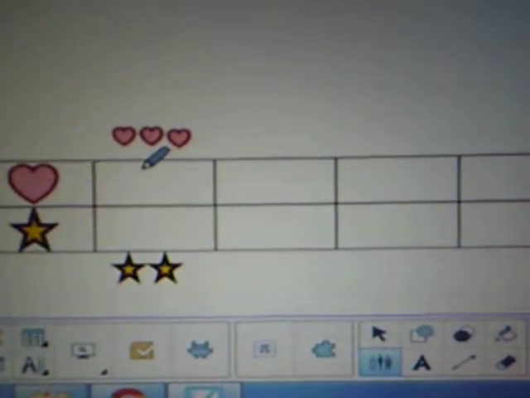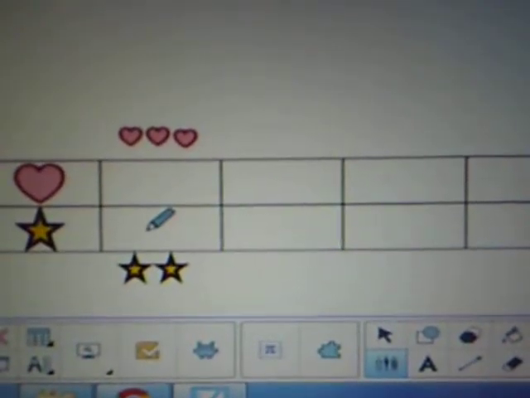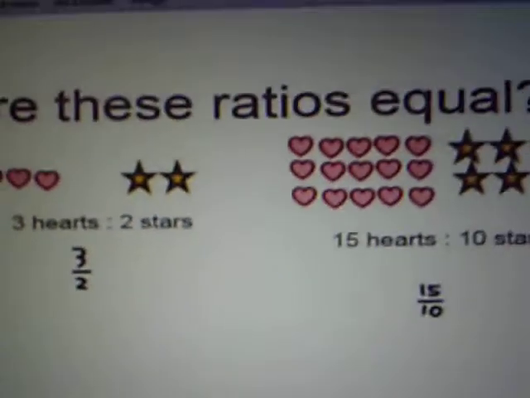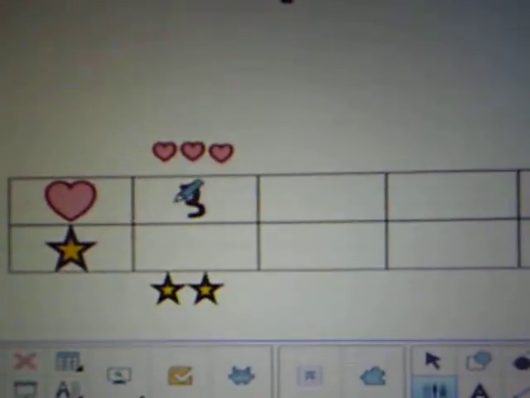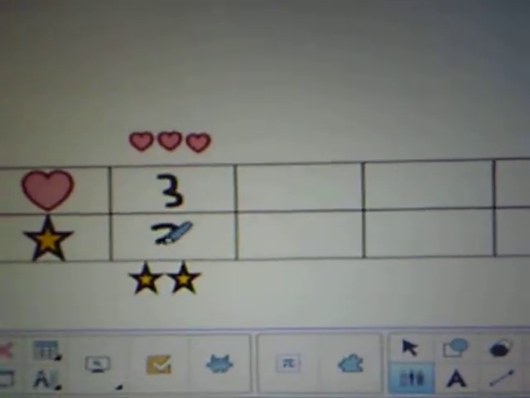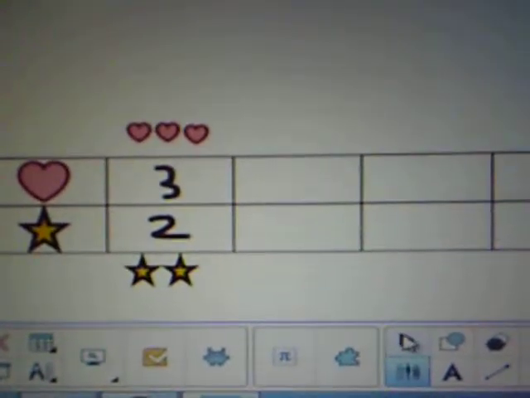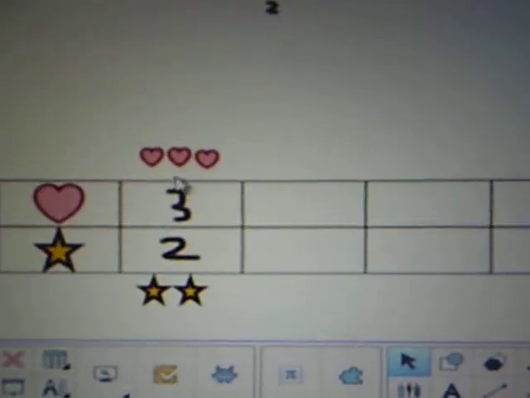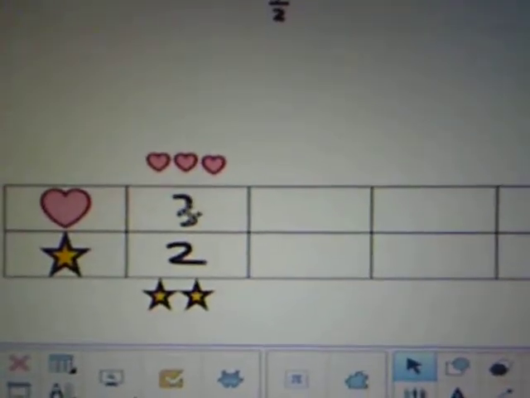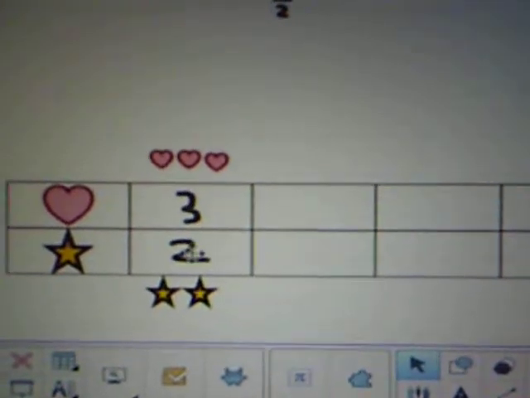So the top row will be our numbers for our hearts, whereas the bottom row will represent the numbers for our stars. And remember, the ratio we're starting with is the smaller of the two, which is the ratio of 3 hearts to 2 stars. So we simply write the number here, 3 in the hearts, which is the top row, and 2 for the stars, which is in the bottom row. So what we have to do is keep this ratio going. Right here I have 3 hearts and 2 stars.